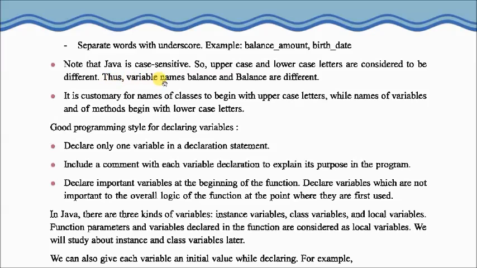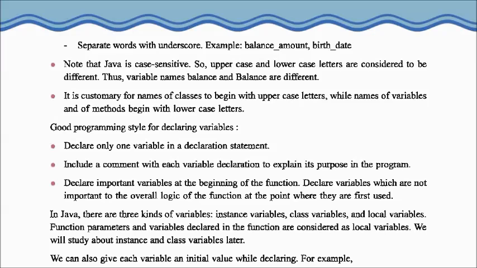Thus the variable names balance and Balance are different. Here see, B small letter, B capital letter. So these two variables will be different. It is customary for names of classes to begin with uppercase letters, while names of variables and methods begin with lowercase letters.